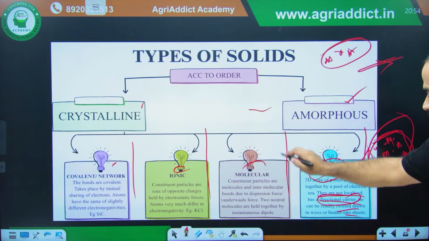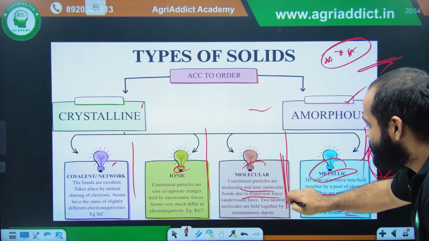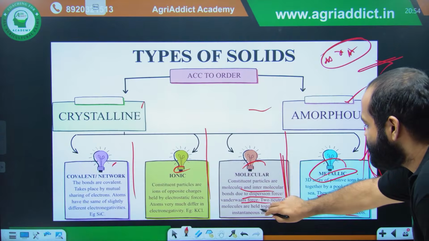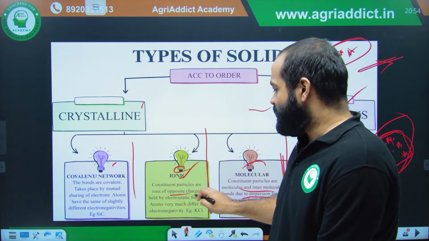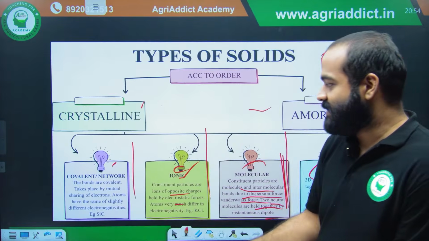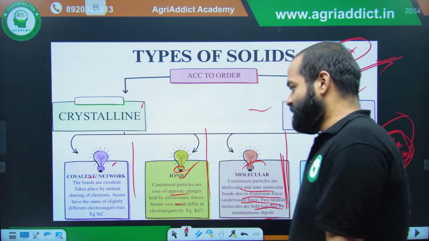to bend. For molecular solid, you know, intermolecular bonds are due to dispersion force, van der Waals force, two neutral molecules are held together by instantaneous dipole. In case of ionic, you all know it is an electron fully देना, and covalent is electron एक ये देगा, sharing होगा, ठीक.